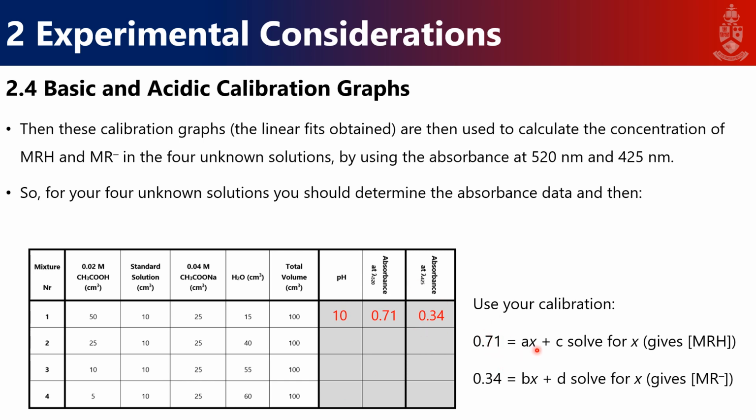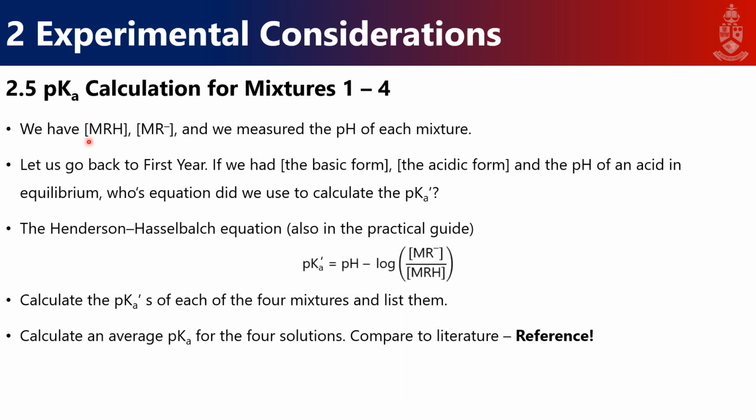Remember, we had A equals AX plus C and A equals BX plus D. So this one goes with 520, and this one goes with 425. So you plug it in, you solve for X, because these A and C and B and D would have been determined by your lines of best fit. Solve for X, and that gives you the concentration of your methyl red species, or your deprotonated methyl red species. So then for our 4 unknown mixtures, for each of them, we have a concentration of MRH, we have a concentration of MR-, and we have a pH.